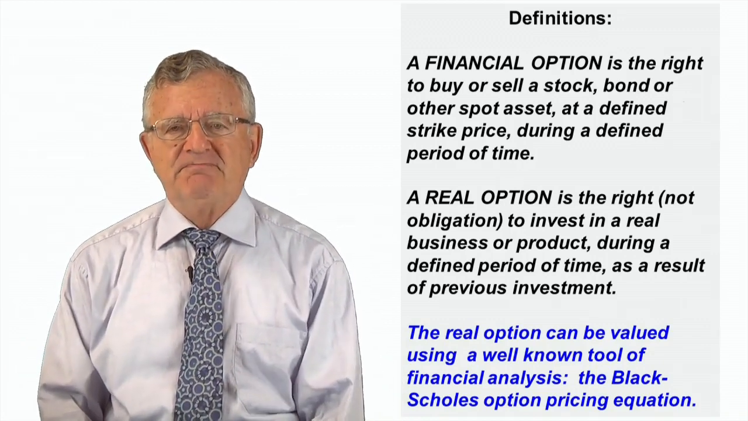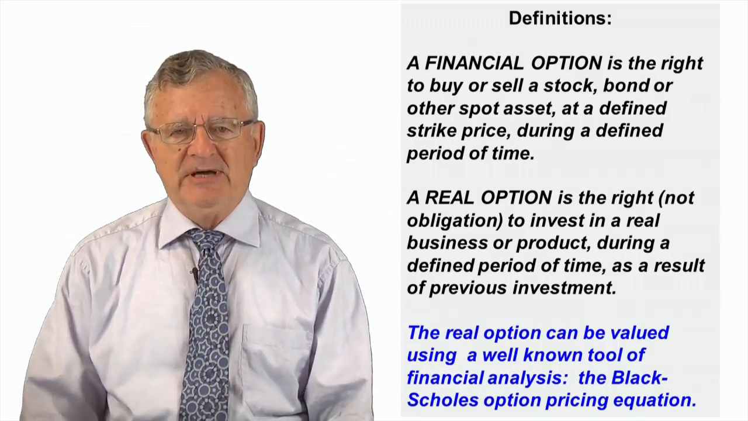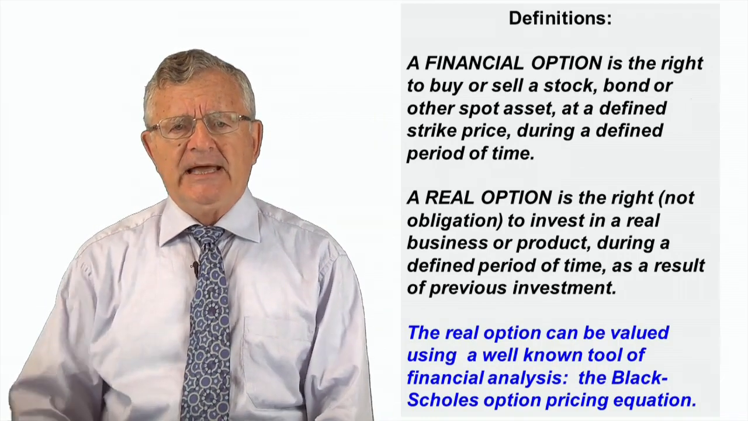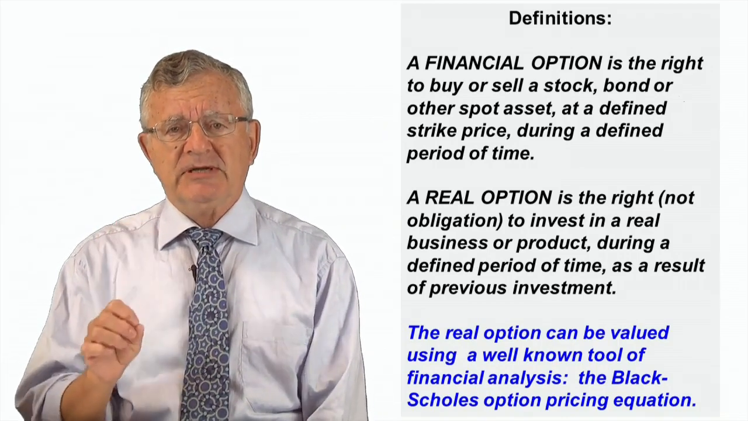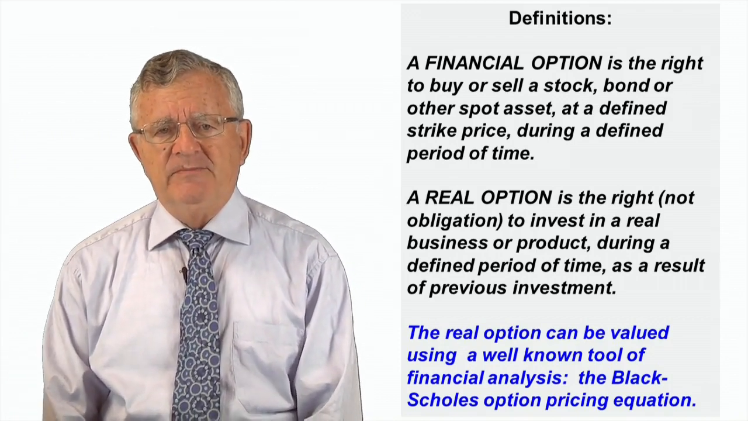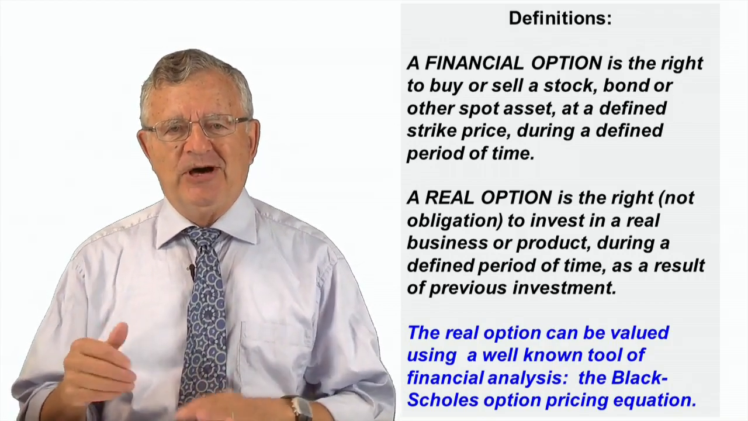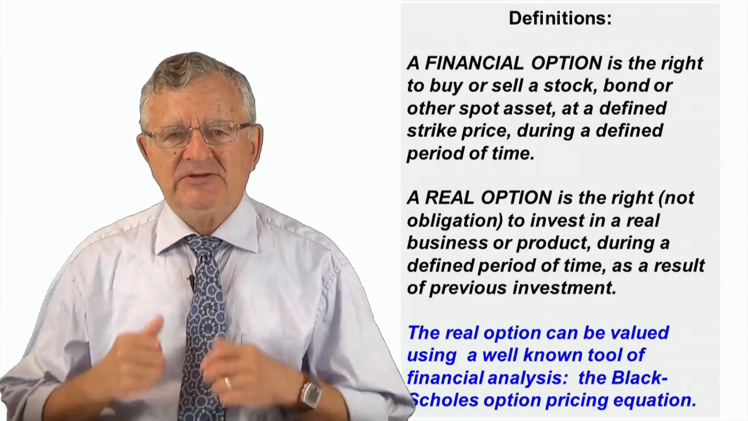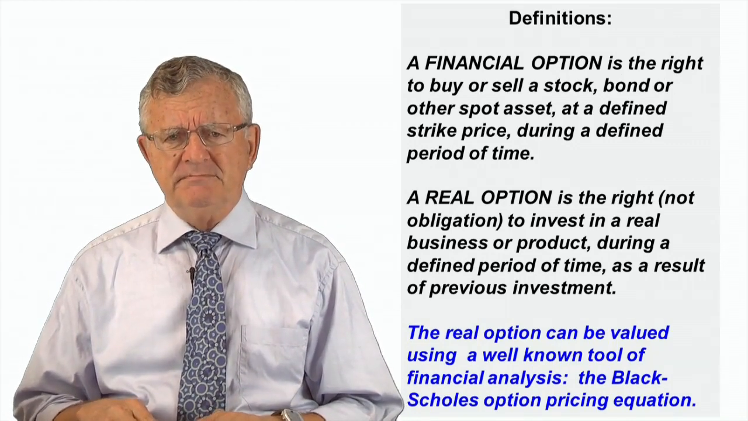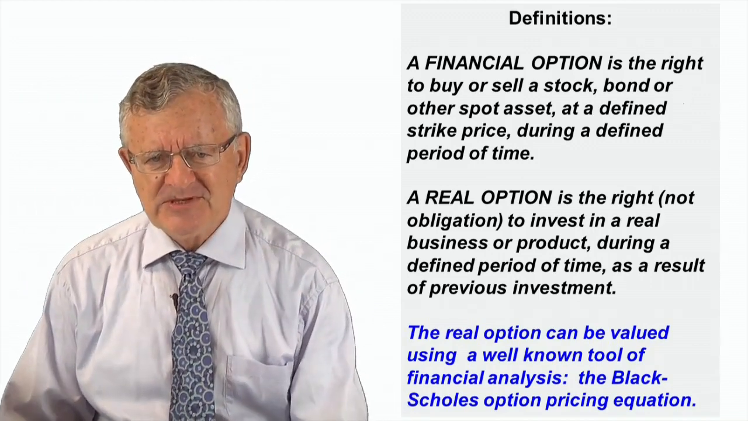A financial option is the right to buy or sell a stock or some other asset that's traded, usually in markets, at a defined price called a strike price during a defined period of time. The right to buy an asset is called a call option. You call it. And the right to sell an asset is called a put option. And the world market for financial options is enormous.